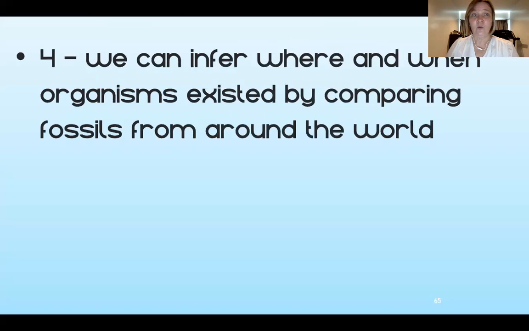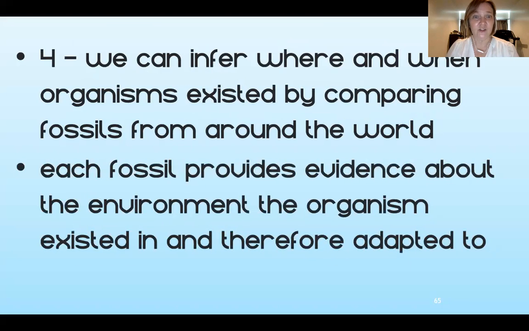And 4, we can infer where and when organisms existed by comparing fossils from around the world. Each fossil provides evidence about the environment the organism existed in and therefore adapted to. This is one of the big reasons why we came to the idea of how the dinosaurs went extinct, because we looked at the stratum in a specific layer around the world. And in all places where they looked, they found the element iridium in a specific layer.